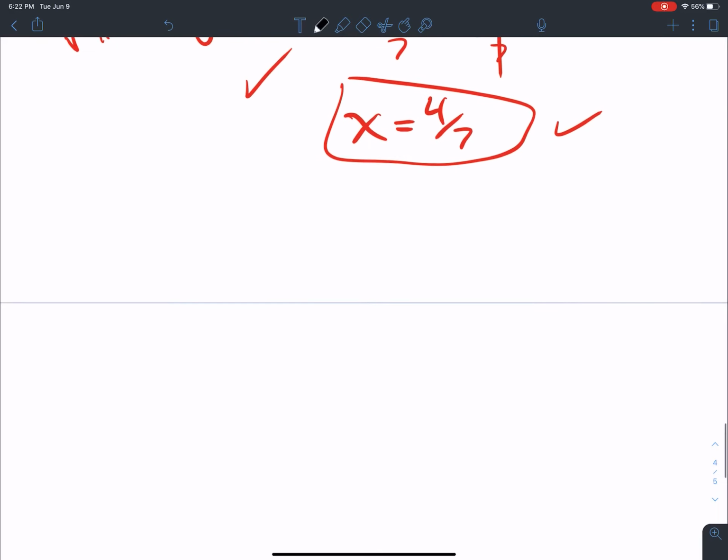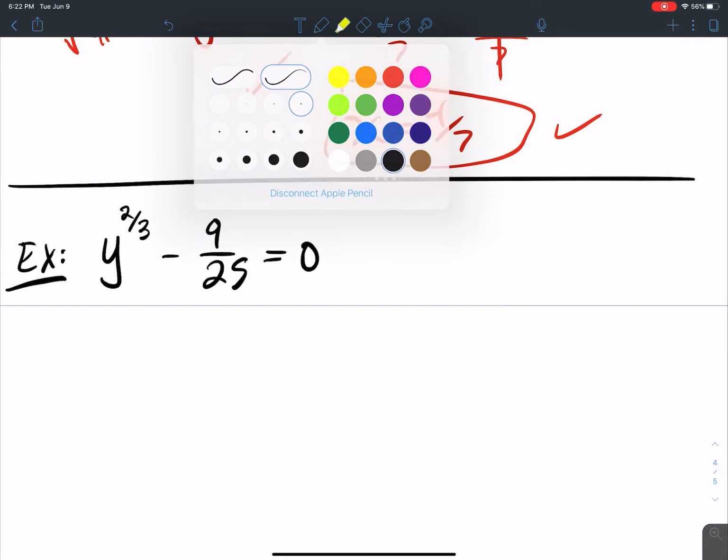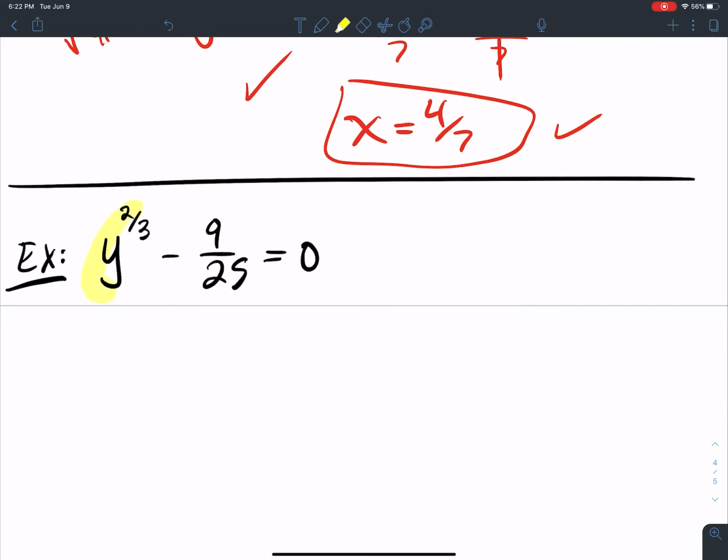So let's do y to the 2/3 minus 9 over 25 equals 0. How am I going to do this? Well, first thing I want to do is isolate the radical. Well, I don't see a radical. Do you? Yeah, there is actually a radical right here. Right now, it's in rational exponent form, so let's put it in radical form. Remember, the rider goes in the house, the rider's on top, and the horsey goes outside. The horsey's outside the barn.